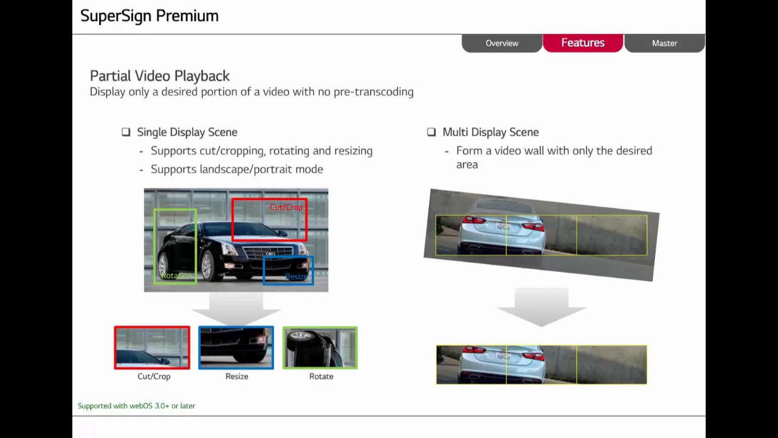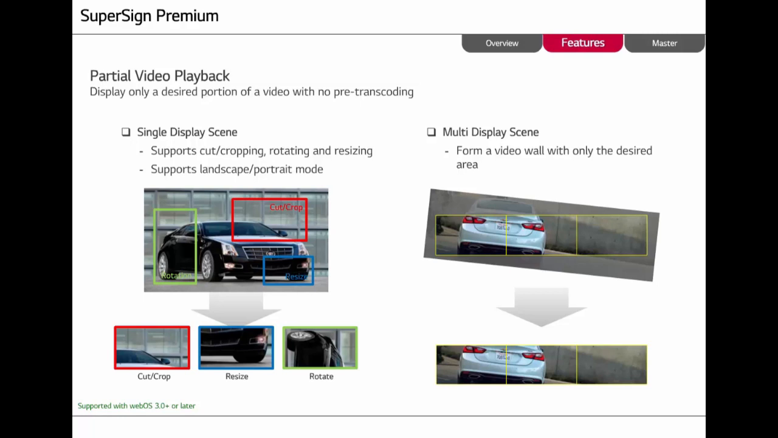Finally, partial video playback is another new feature for the most recent version of SuperSign Premium. In the past, if you wanted to crop a video or set up a video wall, you had to edit and encode the original video. Then designate each video to their corresponding displays and distribute them.